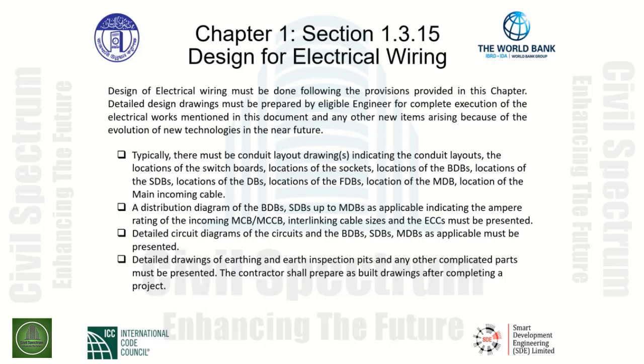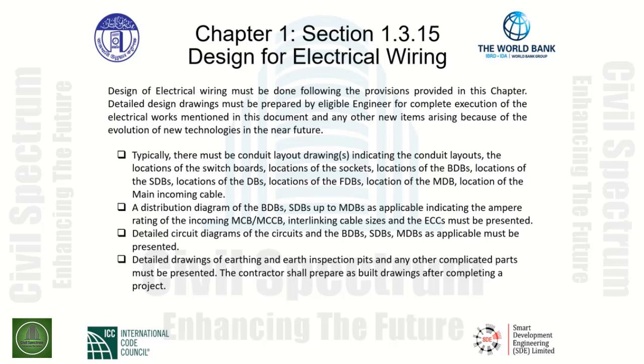Section 1.3.15, design for electrical wiring. Design of electrical wiring must be done following the provisions provided in this chapter. Detailed design drawings must be prepared by an eligible engineer for complete execution of the electrical works mentioned in this document, and any other new items arising because of the evolution of new technologies in the near future.